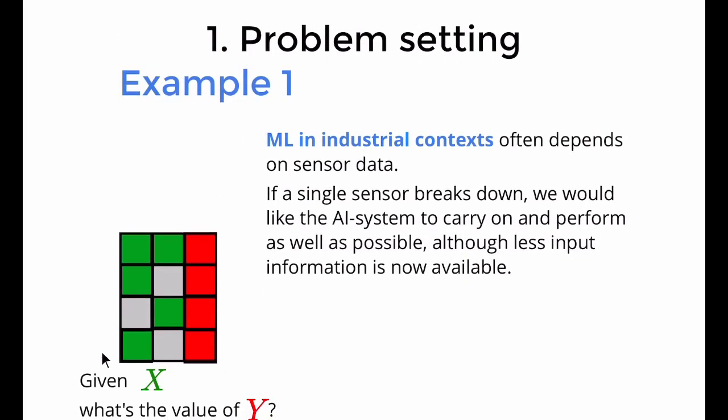A practical example is machine learning in an industrial context. This often depends on sensor data, for instance in an anomaly detection application. Whenever a single sensor breaks down, we do want the AI system to be able to carry on and perform as well as possible, although less input information is available. This practical situation maps exactly to the kind of problem that we illustrated before. At the second timestamp, sensor 1 still works, but sensor 2 is not giving any reading, but you still want to predict whatever quantity it is you care about. You don't want the system to break down because at this time point sensor 2 breaks down.